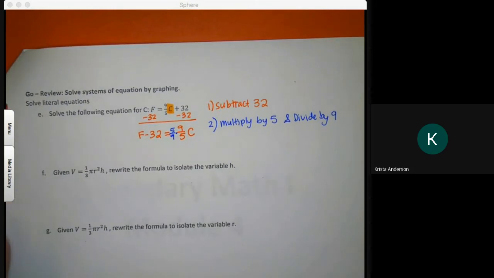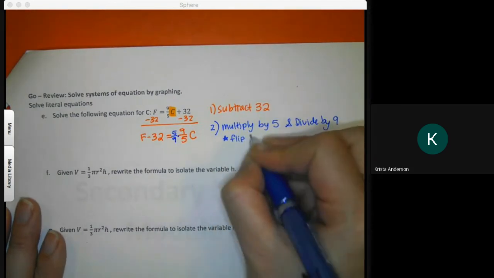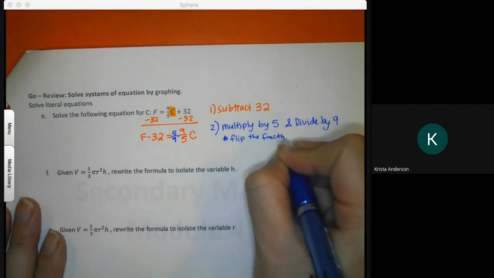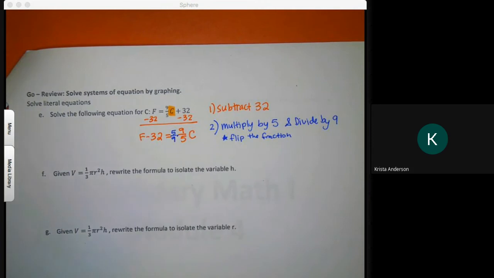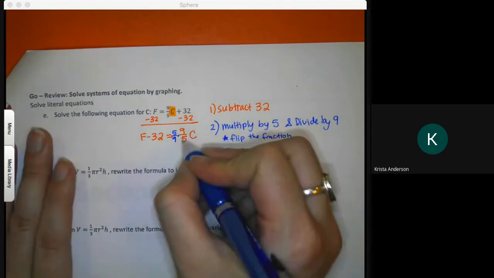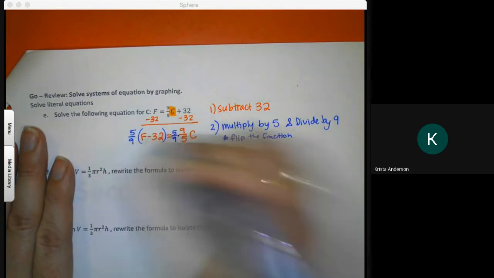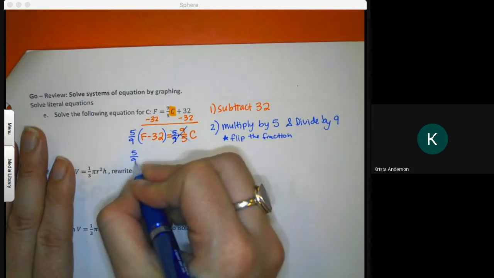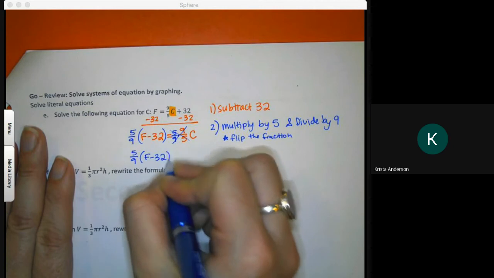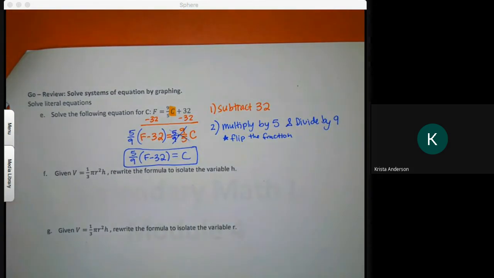So we multiply by 5 and divide by 9, which basically means we flip the fraction. That will undo both. That's how we divide by the 9 over 5. If I do that to this side, I would also have to do it to the left, which would cancel out. Done. C is all by itself.